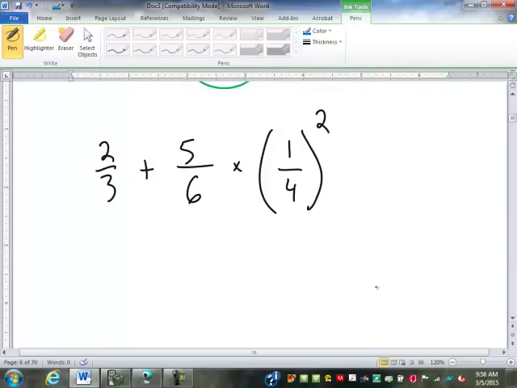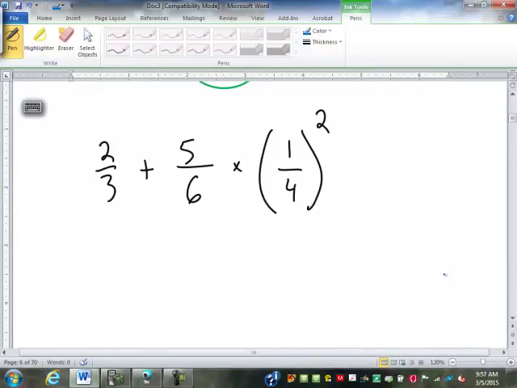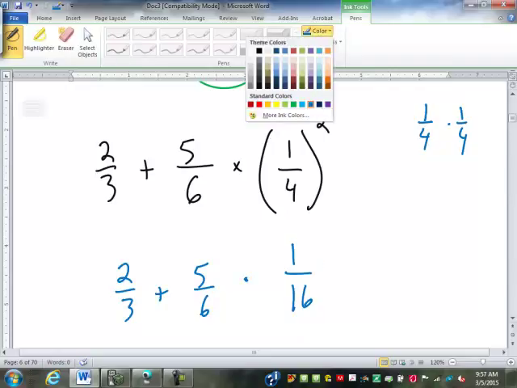So level 2 is exponents, powers and roots. Do we have any powers or roots? We have the 1/4 squared. When we take a fraction and square it, it's 1/4 times itself, 1/4 times 1/4, right? 1 times 1 is 1. 4 times 4 is 16. So 1/4 squared becomes 1/16. Everything else stays the same: 2/3 plus 5/6 times 1/16. Now what?